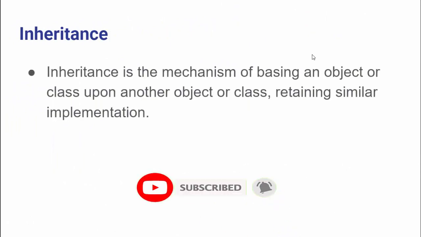Now let's move on to inheritance. What is inheritance? Inheritance is the mechanism of basing an object or class upon another object or class, retaining similar implementation. In inheritance, let's say we have two similar classes, so we can inherit the functionality of the superclass to the base class.